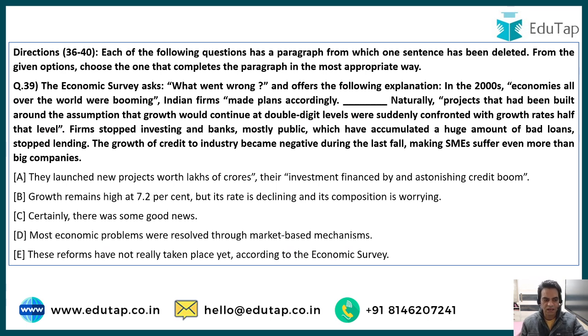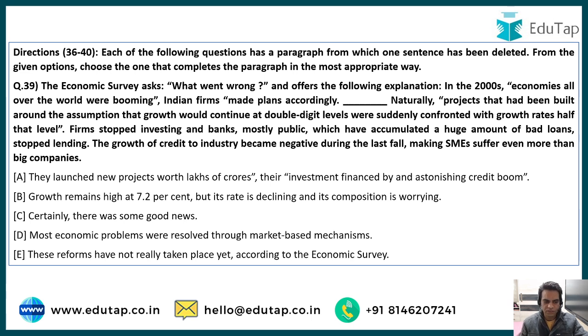The economics survey asks what went wrong and offers the following explanation. In the 2000s, economies all over the world were booming. Indian firms made plans accordingly. Dash, naturally, projects that had been built around the assumption that growth would continue at double-digit levels were suddenly confronted with growth rates half that level. Firms stopped investing in banks, mostly public, which have accumulated a huge amount of bad loans, stopped lending. The growth of credit to industry became negative during the last fall, making SME suffer even more than big companies, right? So let's read the options, guys.